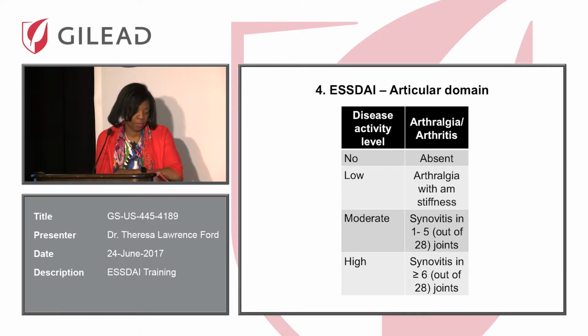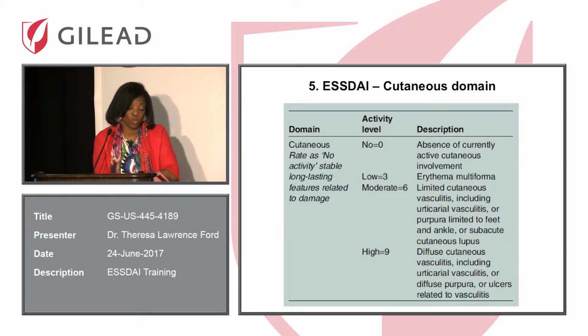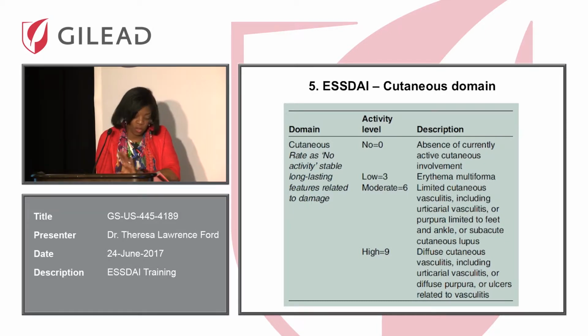So the cutaneous domain, it will rate as no if there's stable, long-lasting clinical features related to damage, and these are 4 levels, low, moderate, and high. And 0 would be absence of currently active skin involvement whatsoever. A low will be erythema multiforme. Moderate would be a limited cutaneous vasculitis, including urticarial or purpura that is just present on the feet or ankle, or any subacute cutaneous lupus. And a high would be a diffuse vasculitis, including urticarial or diffuse purpura or ulcers related to the vasculitis.